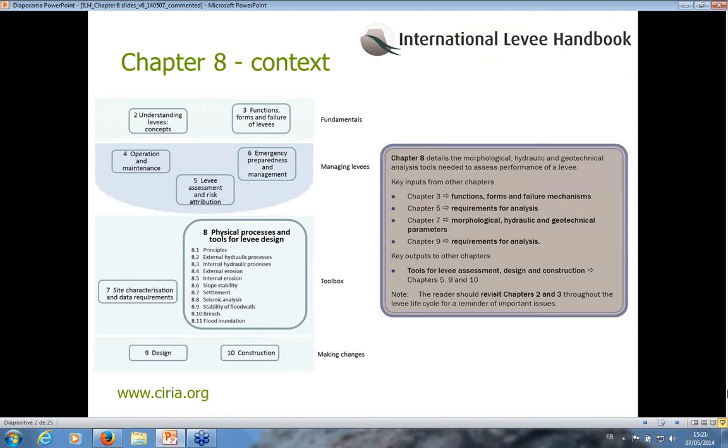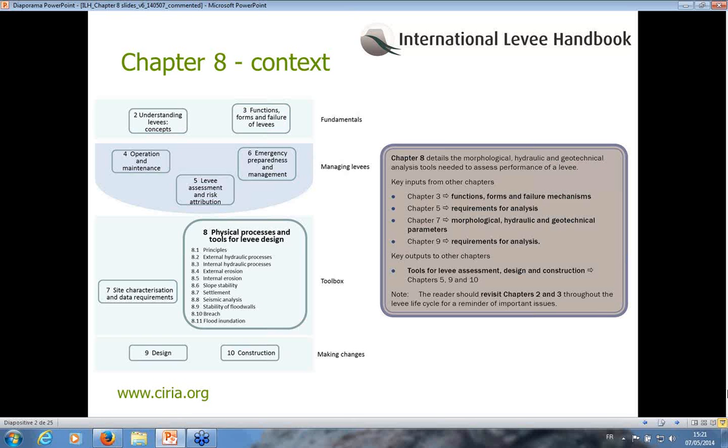Levee assessment and design require multidisciplinary engineering approaches because geotechnical and hydraulic issues are intimately linked and interact very strongly. Given that designers and engineers are often specialized in one discipline, levee projects require integrated management.